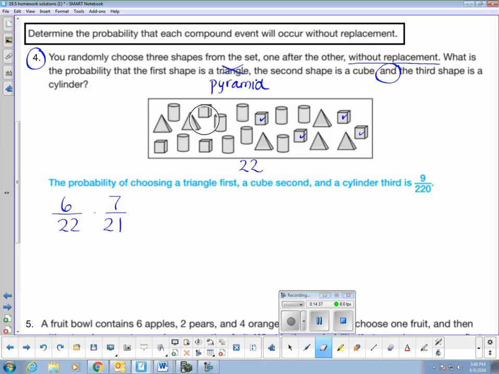And then finally, the third shape is a cylinder. And there are 9 cylinders. And because I did not replace the cube that I just picked out, there are only 20 shapes left. And we're going to multiply, find the product of those 3.